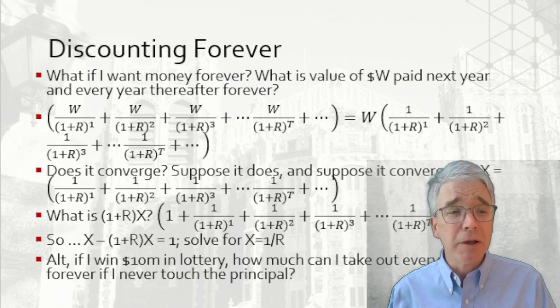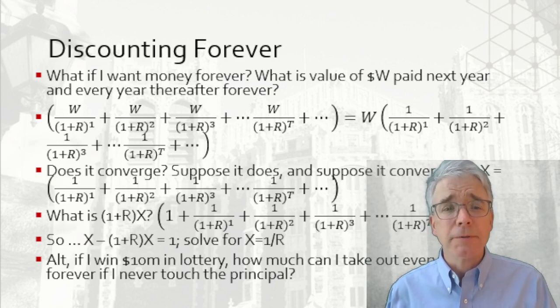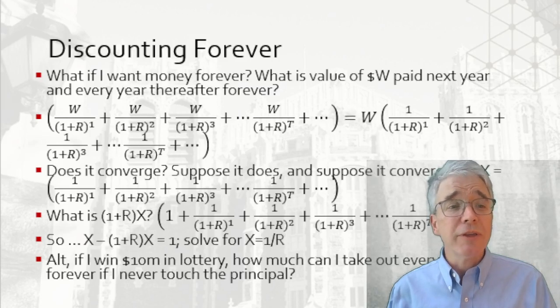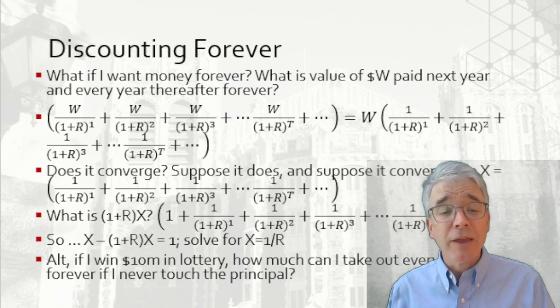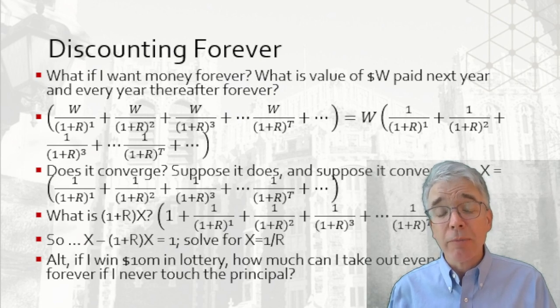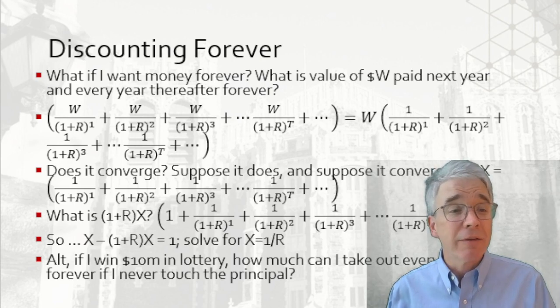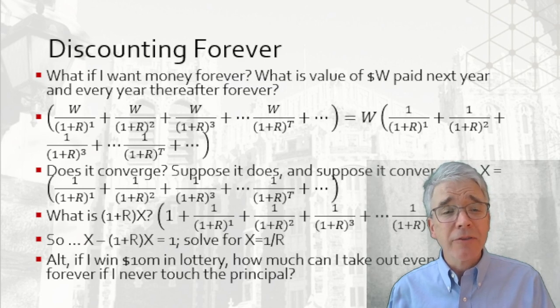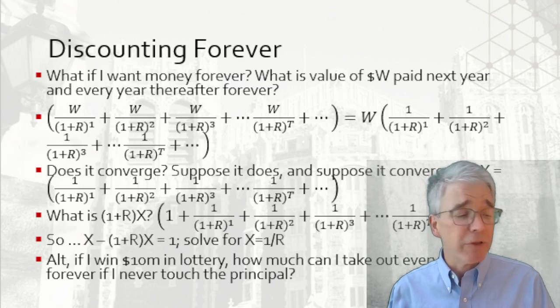As t gets bigger and bigger, that term's going to get smaller and smaller. It's reasonable to think that it might converge to something. So we suppose it does converge to something. Call it x, and do a little bit of algebra to solve for x. Find x equals 1 over r. So if r is 5%, then x is 1 divided by 0.05. That's 20. If r is 4%, then 1 divided by 0.04 is 25. As r gets bigger, x is smaller, which, again, is a common feature of discounting.